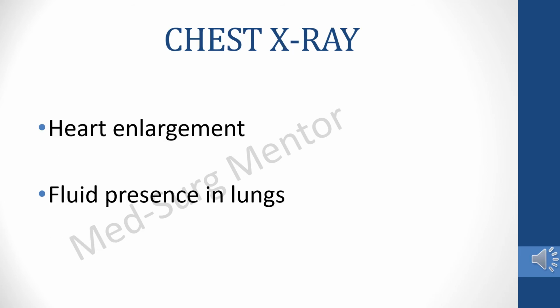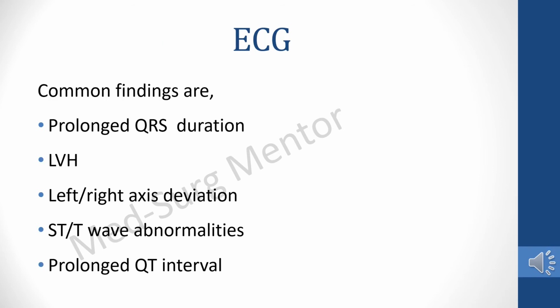The third diagnostic measure is chest X-ray. It is done to identify the structural changes of the heart and lungs. By this chest X-ray, we can identify heart enlargements and fluid presence in the lungs. The next diagnostic measure is ECG, electrocardiogram. The common findings in ECG are prolonged QRS duration, left ventricular hypertrophy, left or right axis deviation, ST T wave abnormalities, and prolonged QT interval.